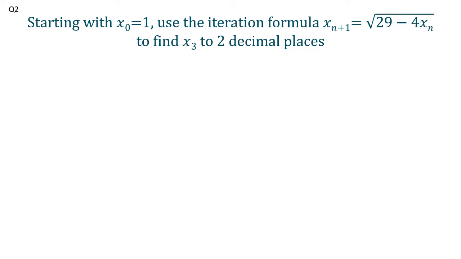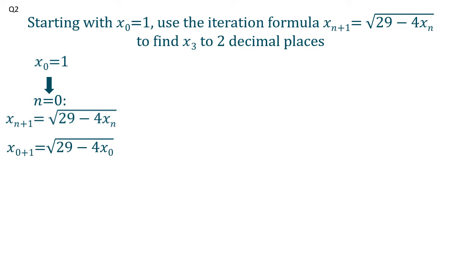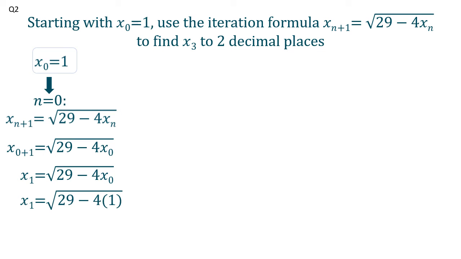We've been given x0 equals 1 in the question, so we know n equals 0. Substitute all the n's for 0 in the iteration formula. We know 0 plus 1 equals 1, so we can see we're calculating x1. As we were given x0 equals 1, we can substitute that in. The square root of 25 is 5, so x1 equals 5.